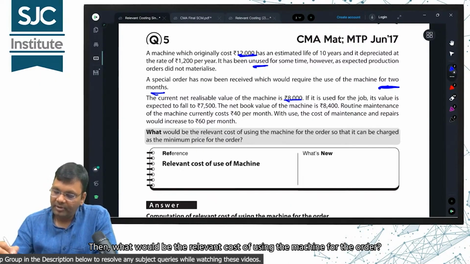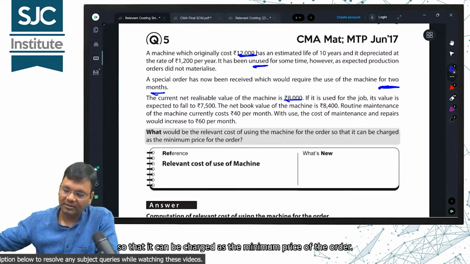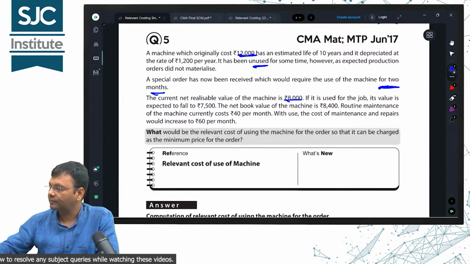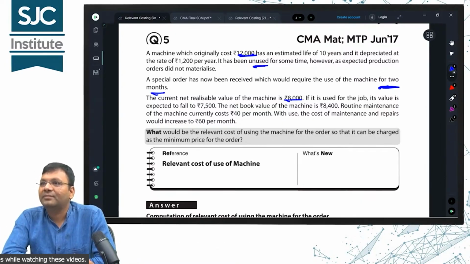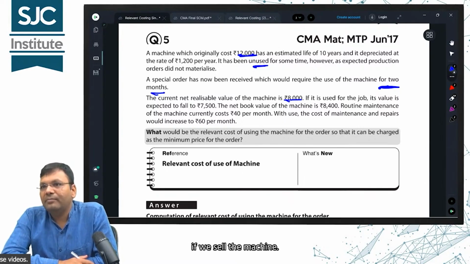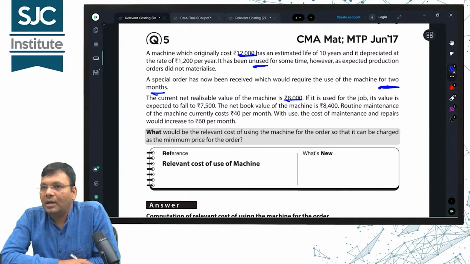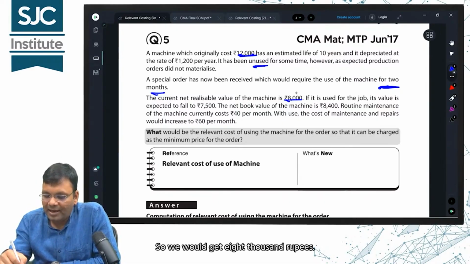Alright. Then what would be the relevant cost of using the machine for the order, so that it can be charged as the minimum price of the order? What should be the answer? 500 scrap value and 40 rupees extra maintenance. A doubt may arise in this. If we sell the machine, assume there was no offer, so we would get 8,000 rupees.